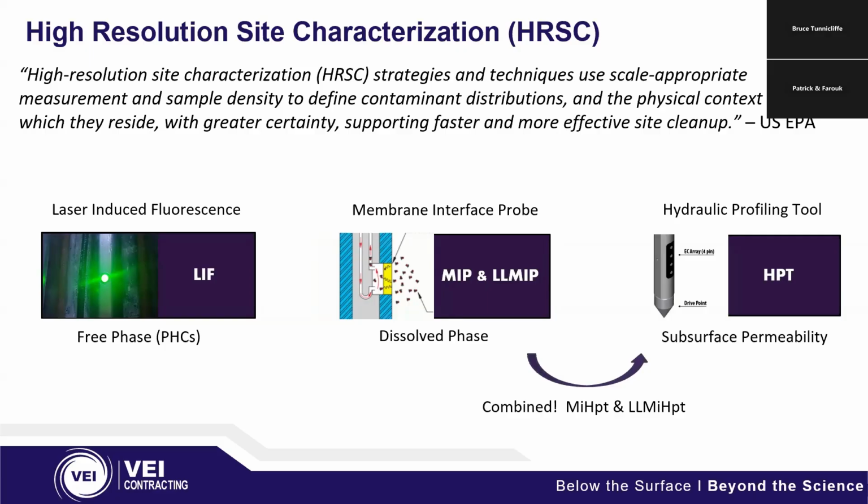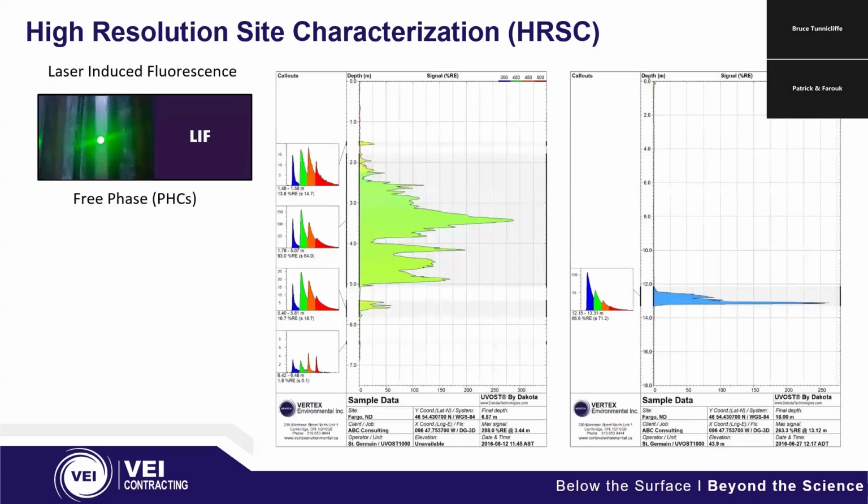The nice thing is, if you do have a contaminated site and you do want to look at both contaminant distribution and subsurface permeabilities, these two tools are now combined all into one here in-house. And if you ask really nicely, maybe we can combine the LIF tool with the HPT tool down the road as well, and we can get a whole host of data in the future on a single push.